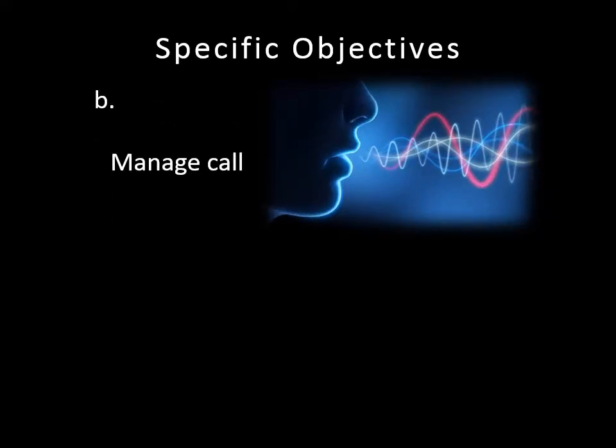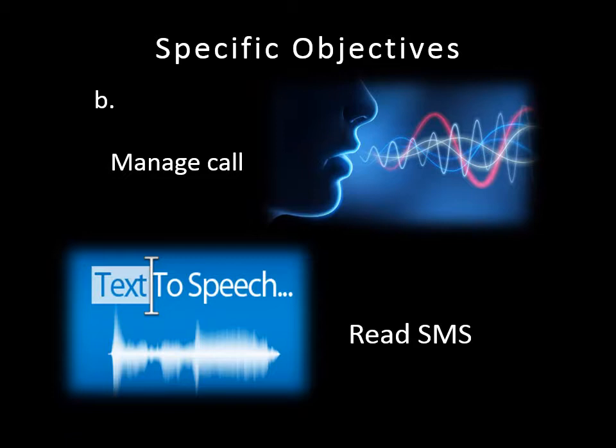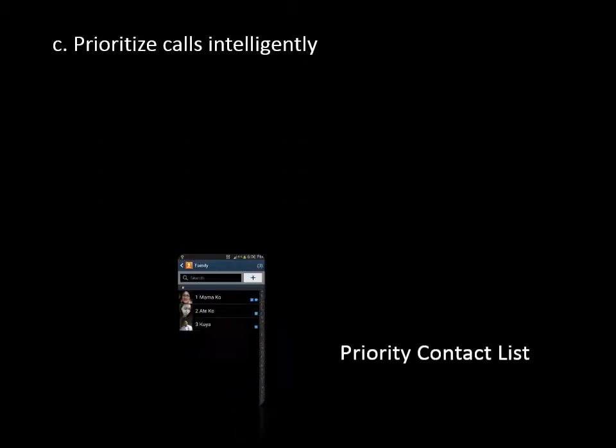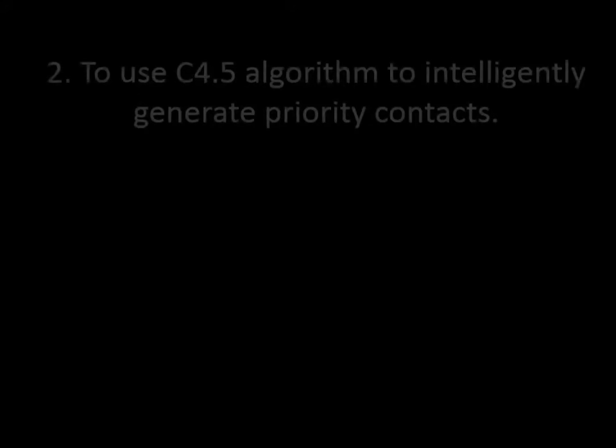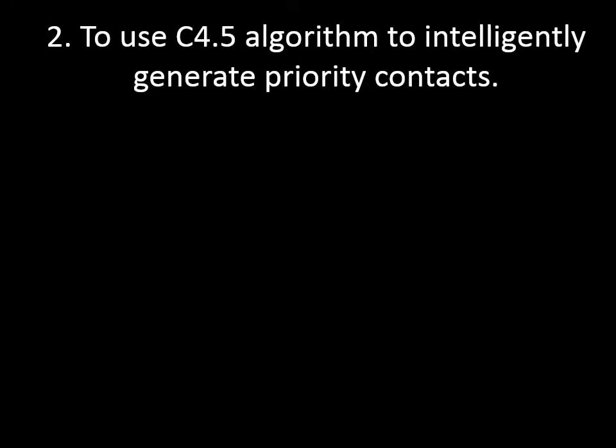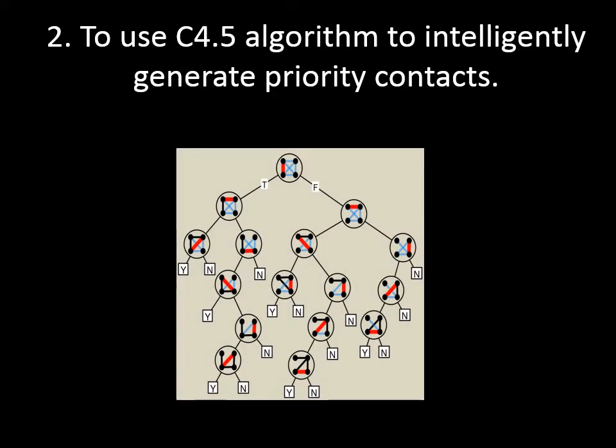The study specifically aims to develop an Android application which allows users to switch between two modes, to activate driving mode and to return to normal mode. Manage calls using speech recognition when the phone is in driving mode, and let the application read aloud received SMS using text-to-speech when the phone is in normal mode. Prioritize calls based on the user's priority contact list, and inform phone callers and SMS senders hands-free that the motorist is driving a motor vehicle through SMS.